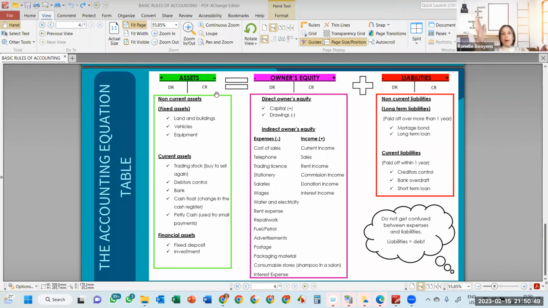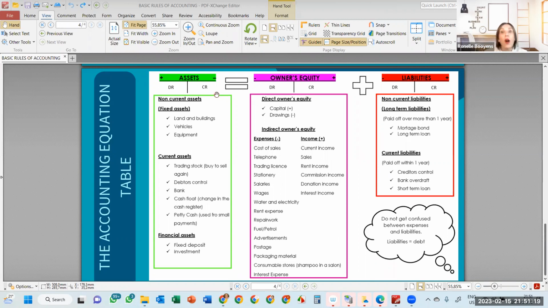So in the business's books, when there's a transaction that takes place, somewhere in one ledger account in the business's books, we will write that transaction on the debit side of an account. And somewhere down the line in another ledger account, we will write that same transaction's amount on the credit side of another account. So for every debit, there's a credit.